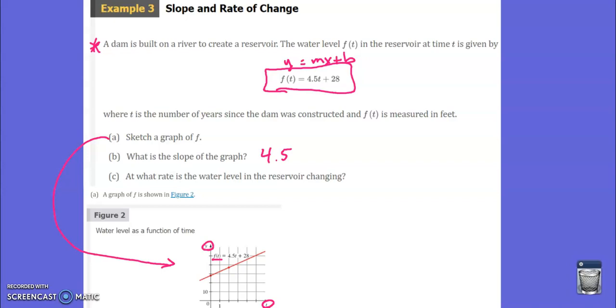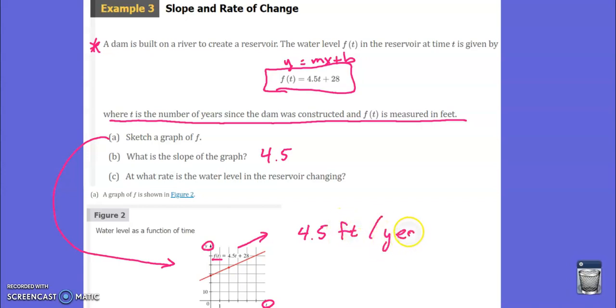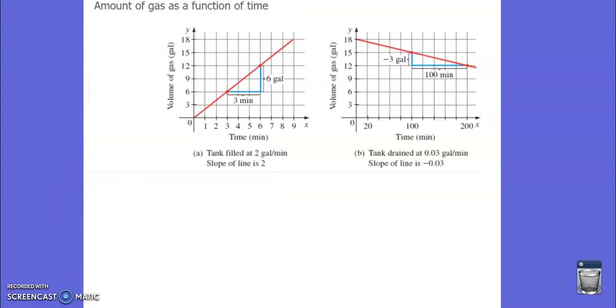So notice what this is talking about. T is the number of years since the dam was constructed, and the level is in feet. So notice the water level is rising. It's increasing 4.5 feet per year. So that's the water level taking place in that river, based on the rate of using y equals mx plus b.